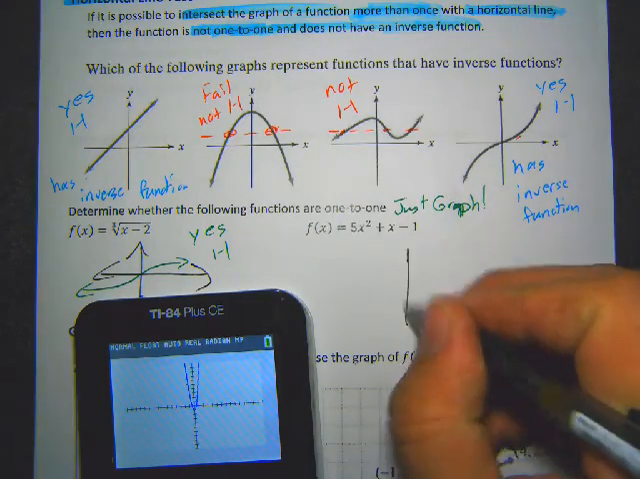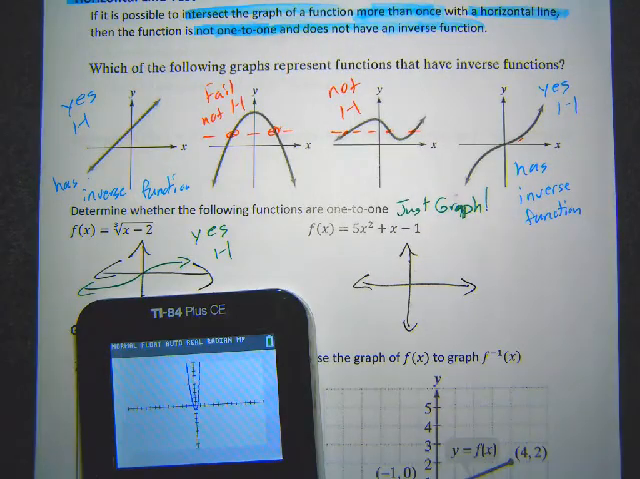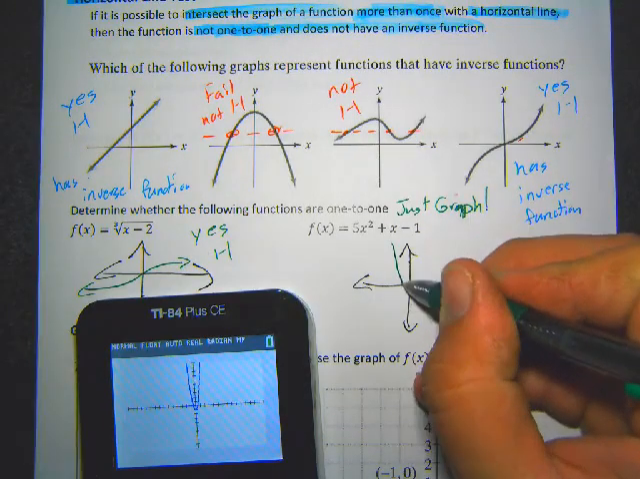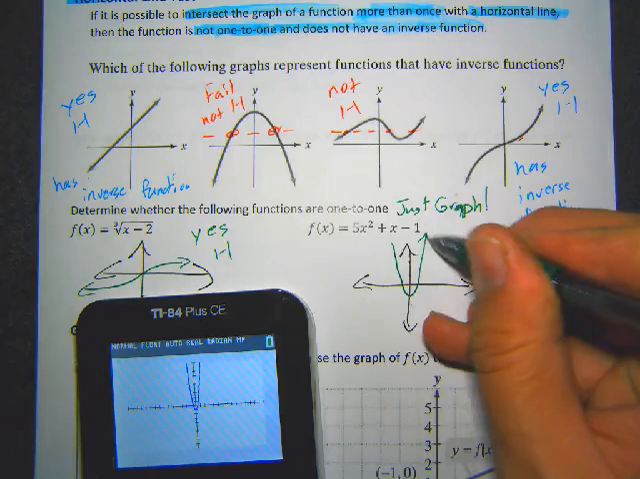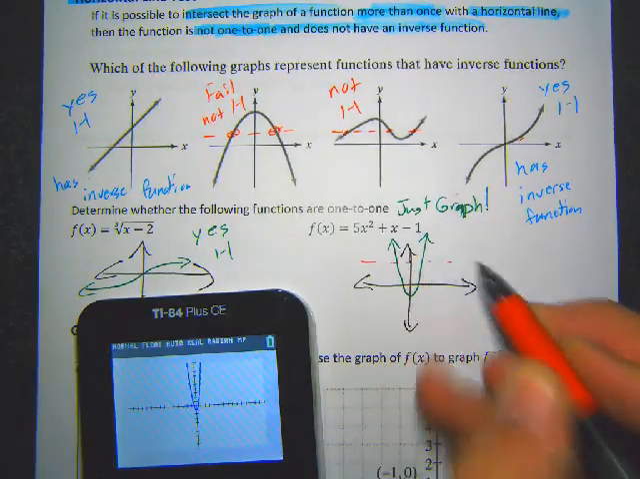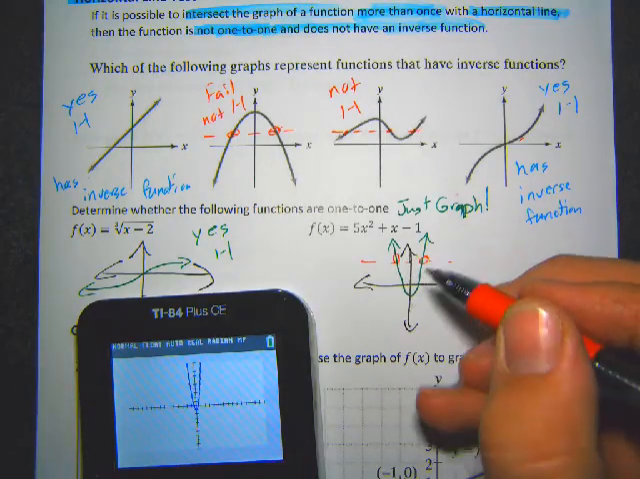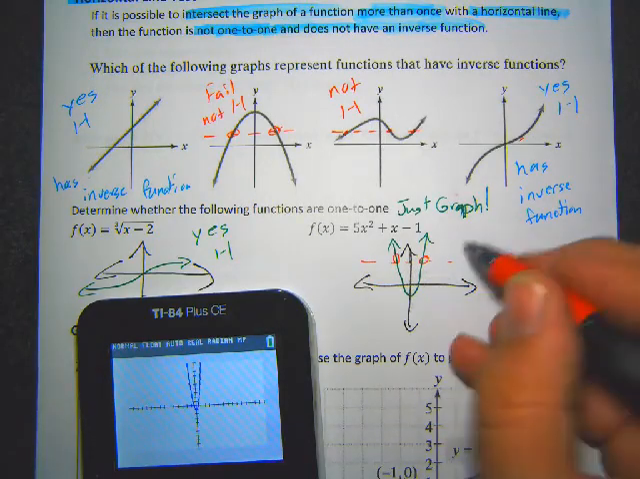So for this one, let me draw it. I'm going to draw a function that's going to look like this. And it's going to fail, right? I can draw a line right here. And that's not going to be one-to-one. It's not going to be a one-to-one function. It's not going to have an inverse.